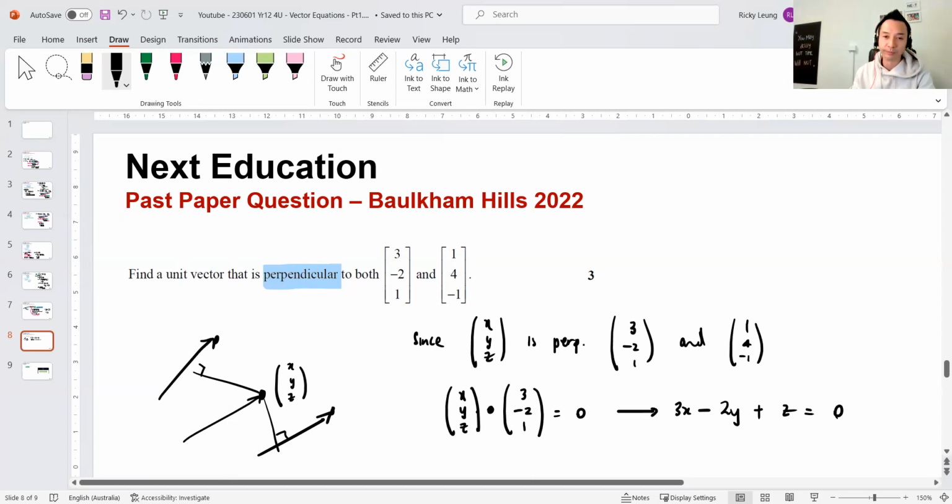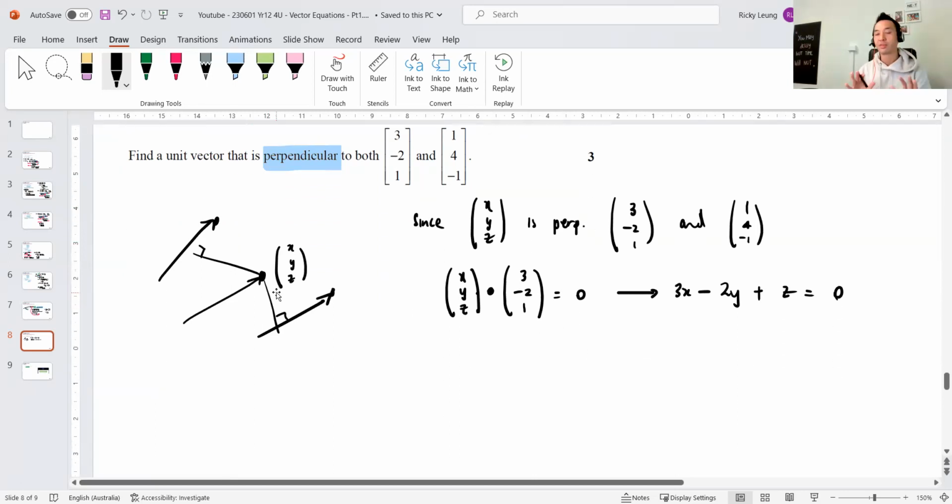Now, the second point. I like this one because it's confusing for a lot of students, because there's only 2 equations to solve simultaneously. But the point of this one is not to solve for x, y, and z. It's basically to get 2 equations that give you an infinite set of solutions, and that infinite set of solutions is your line. So check this out.